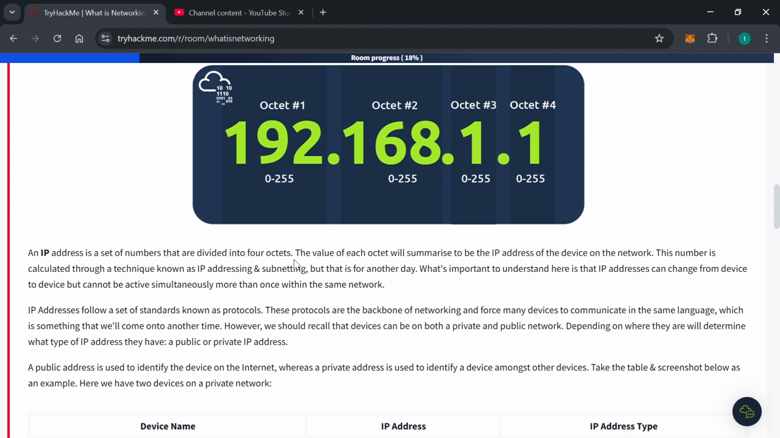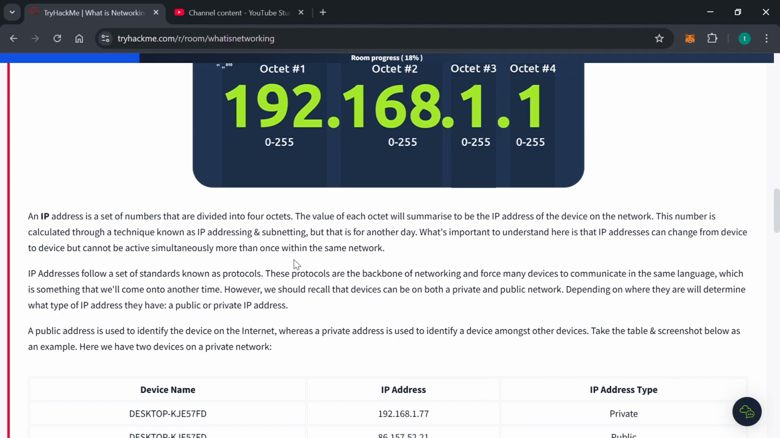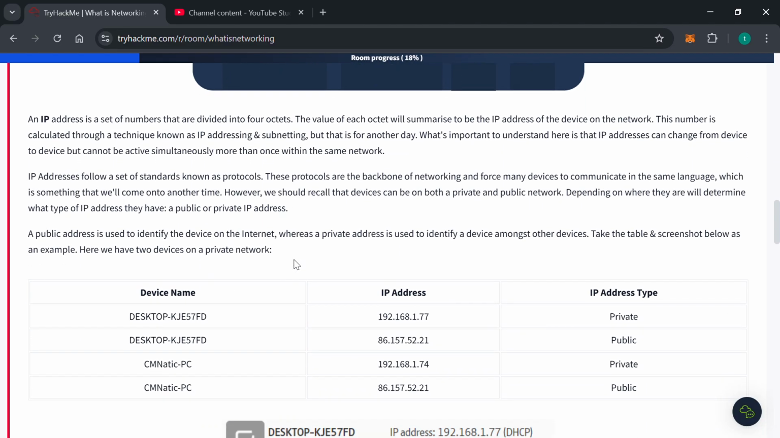So IP addresses follow a set of standards known as protocols, and these protocols are the backbone of networking. They force many devices to communicate in the same language, which is something we'll come to another time. This room is just an introduction, so we don't want to bore you with all the nitty-gritty. However, we should recall that devices can be on both a private and public network, depending on where they are. That will determine what type of IP address they'll have. Is it a public IP address or a private IP address?